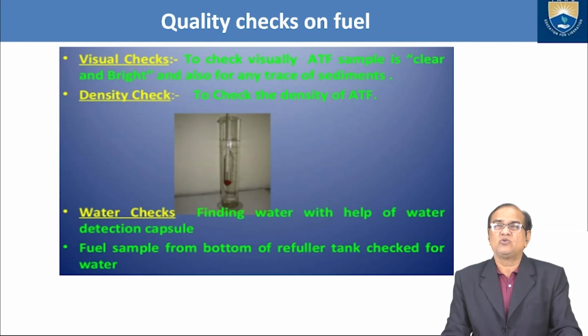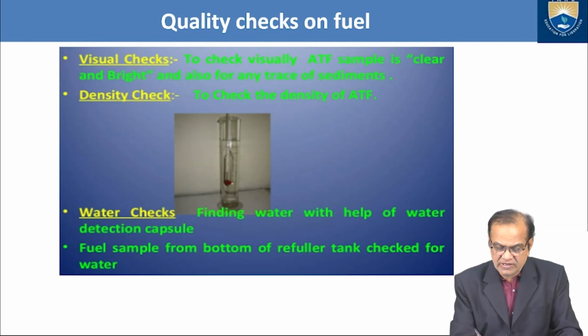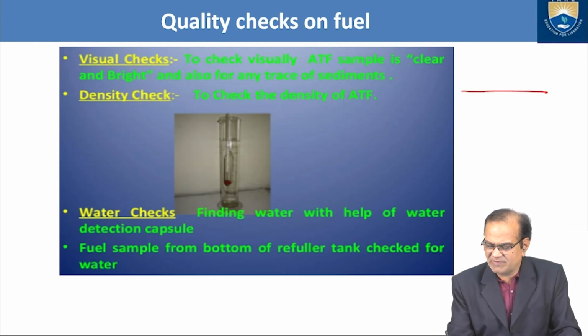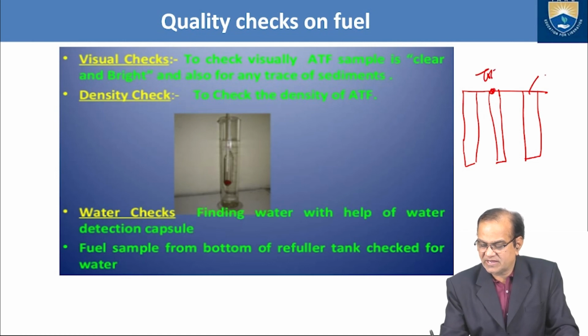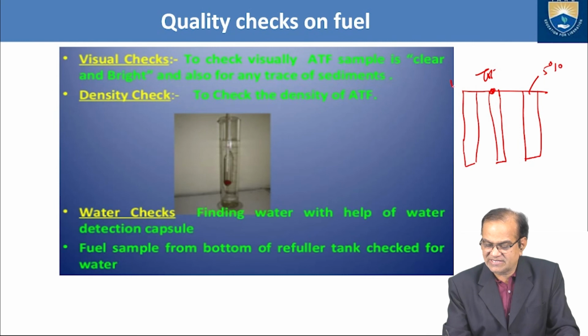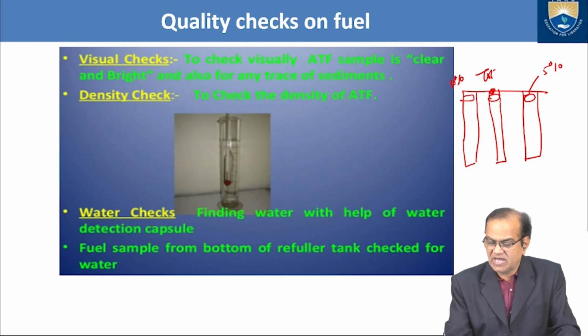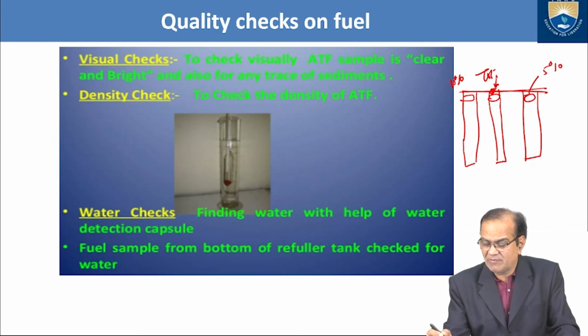Then the density check, to check the density of the ATF. So how will we do it? I will show you here. There is a very simple method. We will have three tubes. One is here, this is the test tube. Here is the 5% and here is the 10%. There is a steel ball here. We have to fill the center one with the aircraft tank fuel.